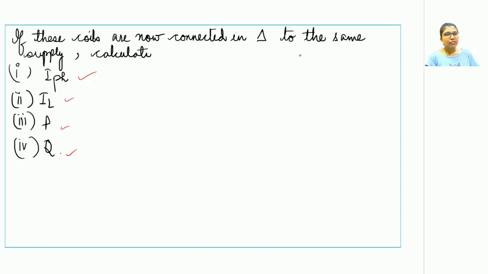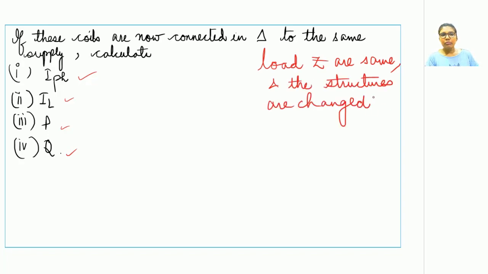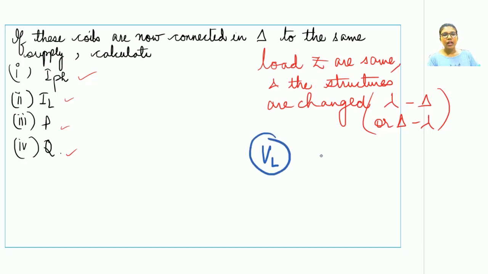So in our previous video lecture, we had discussed an important aspect. If the load impedances are same and the structures are changed, what does one mean by these structures getting changed? Either from star to delta or from delta to star. So there are only two parameters which will remain same. One is the line voltage, the other one is the load impedance per phase. Apart from these two parameters, none of the values will remain same for this set of condition.